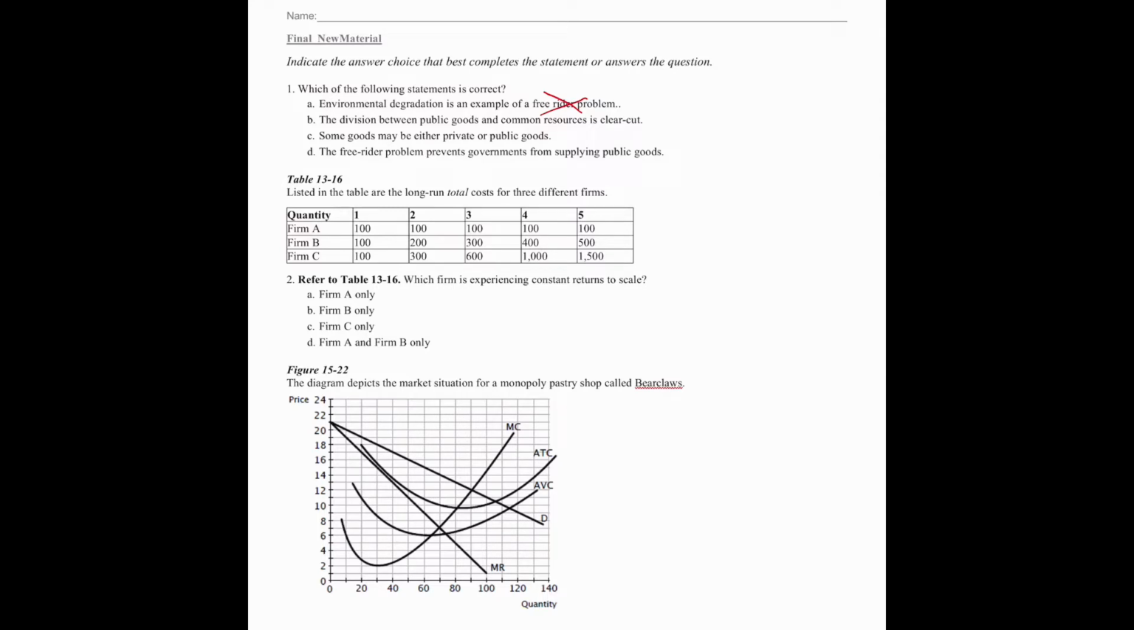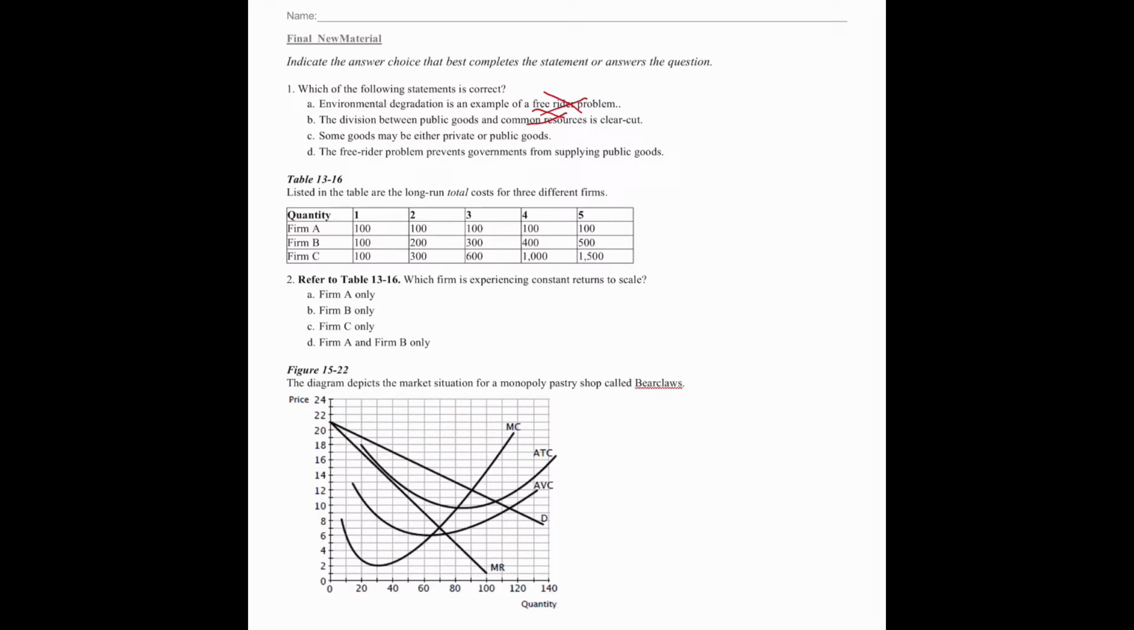The division between public goods and common resources is clear cut. So unfortunately, following that up, of course, the division between public goods and common resources is not clear cut because a public good can become a common resource if it is in fact overused and becomes rivalrous.